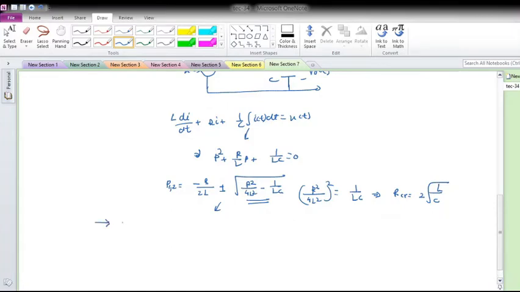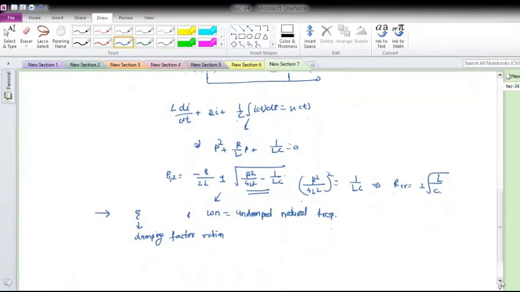Let me introduce two more new terms, which we will now encounter frequently during the analysis. One is called zeta, and the second is called omega n. So zeta is your damping ratio, which is basically dimensionless, and omega n is your undamped natural frequency.